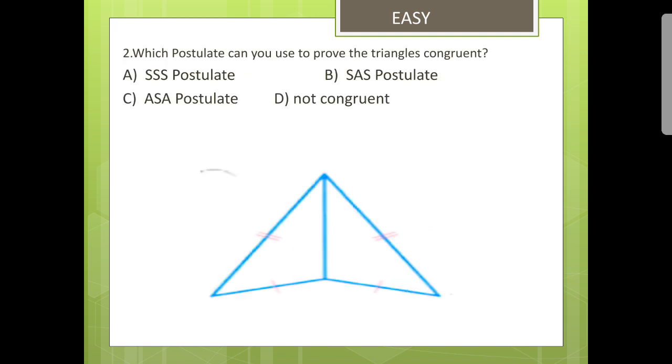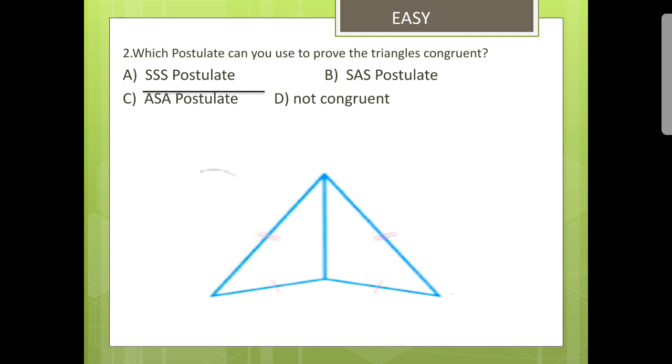Next, number 2. Which postulate can you use to prove the triangle congruent? You can defend your answer on the given figure. Letter A, side, side, side. Letter B, side, angle, side. Letter C, angle, side, angle. Letter D, not congruent. So the answer is side, side, side postulate.